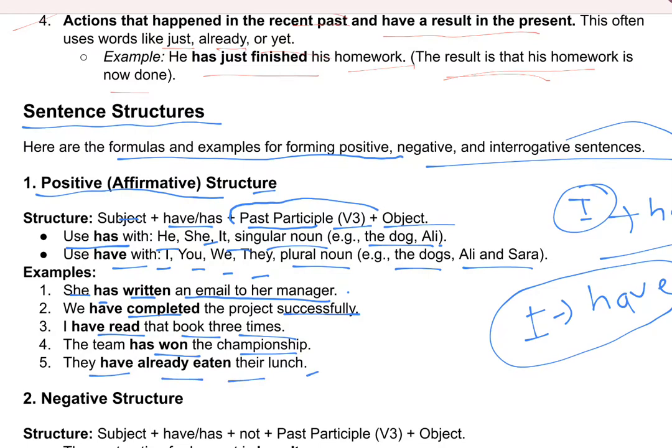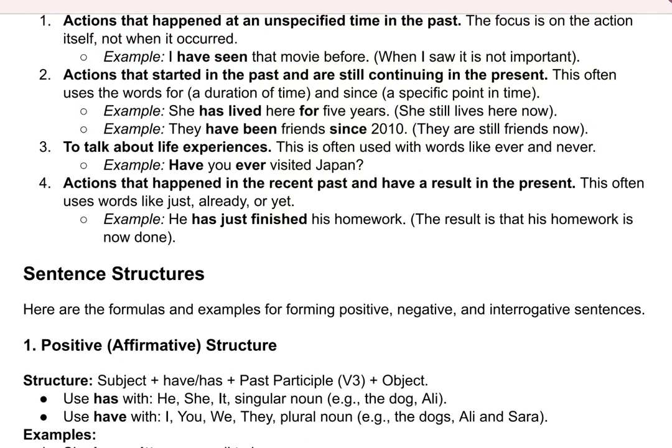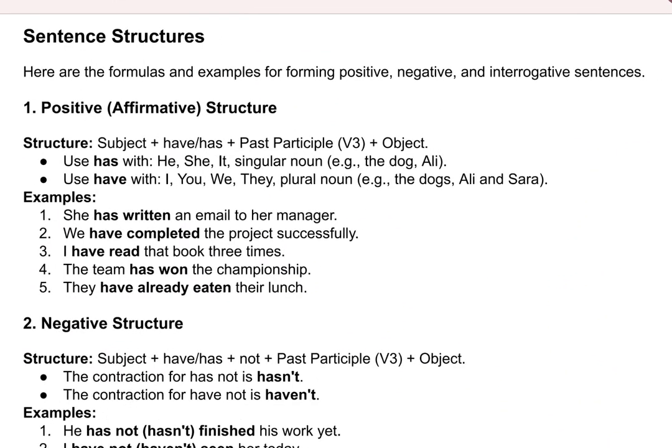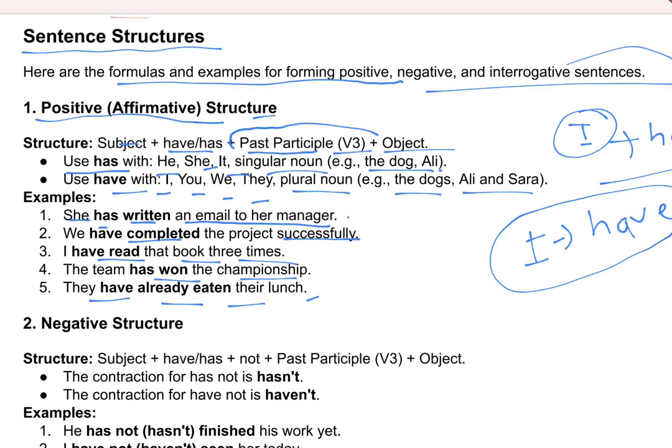Where we discuss already, we discuss it here, like just and already, an action that happened in the recent past and has a result in the present. Okay, here is the example: they have already eaten their lunch. Negative structure. Okay, negative structure: subject plus have or has plus not plus past participle, verb third form, only use not. Okay, the contraction for has not is hasn't. Okay, so this is basic.